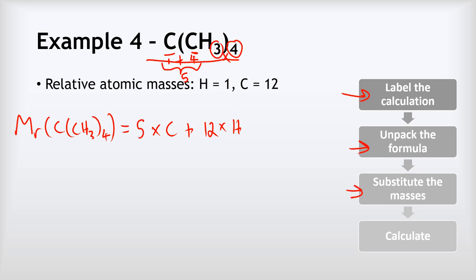Next, we're going to substitute the masses. So rather than saying 5 times C, we'll say 5 times 12, because 12 is the mass for carbon. And instead of 12 times H, we'll say 12 times 1, because 1 is the mass for hydrogen. And that will give us a total relative formula mass for C(CH3)4 of 72 with no units.